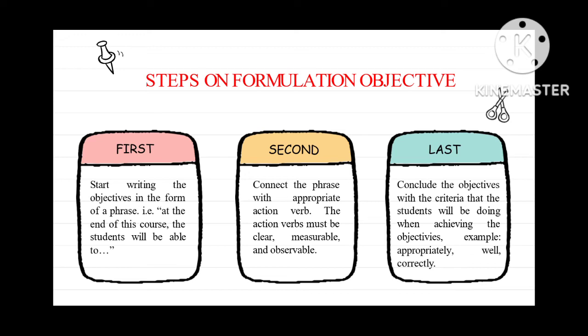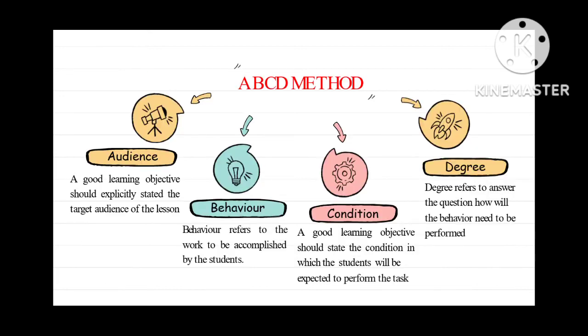The second one is connect the phrase with appropriate action verb. The action verb must be clear, measurable, and observable. We can use one of the action verbs stated on the list above. Here's the revised Bloom's taxonomy action verbs. You can read it on page 94. And the last one is conclude the objectives with the criteria that the students will be doing when achieving the objectives. For example, like appropriately, well, correctly, etc.